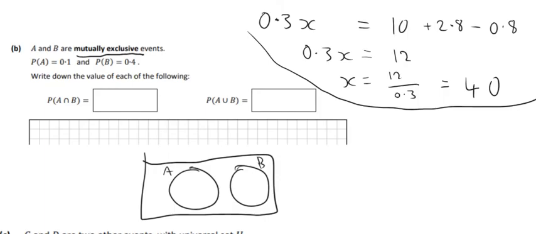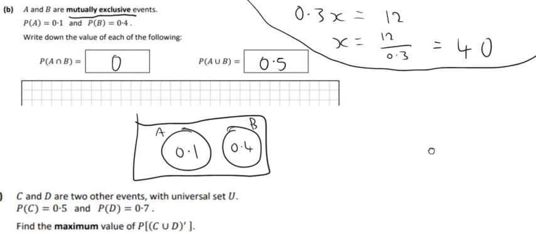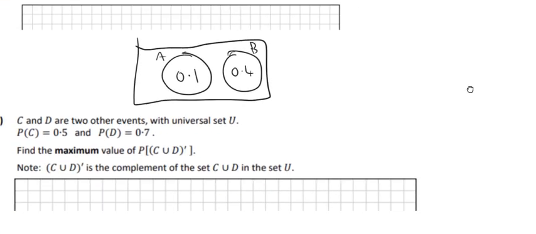Therefore, write down the value of P of A intersecting B. Well, there's nothing in it, so it's just going to be 0. And then the probability of A union B, well, the probability of A is 0.1 and the probability of B is 0.4. So if you just add them two together, you get 0.5. And that's all. There's no working really involved in that question. It's just understanding what mutually exclusive events are.